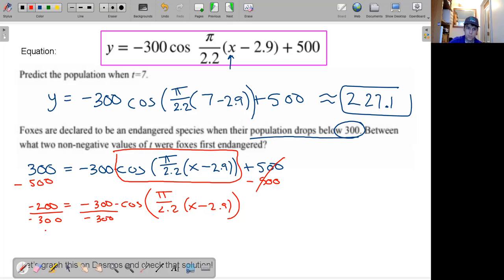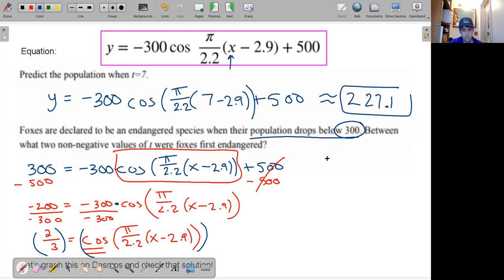And that reduces simply to 2/3. Negative divided by negative is positive. 200 over 300 is 2/3. And here is where we need to start getting rid of this cosine function. So what do we do at this point? We have to be able to cancel out this cosine. All of our other operations have inverses, they have opposites. To get rid of addition, we use subtraction. To get rid of multiplication, we divide. So everything has an inverse. Cosine has an inverse. It's called cosine inverse. So we just simply take cosine inverse of both sides of this function.